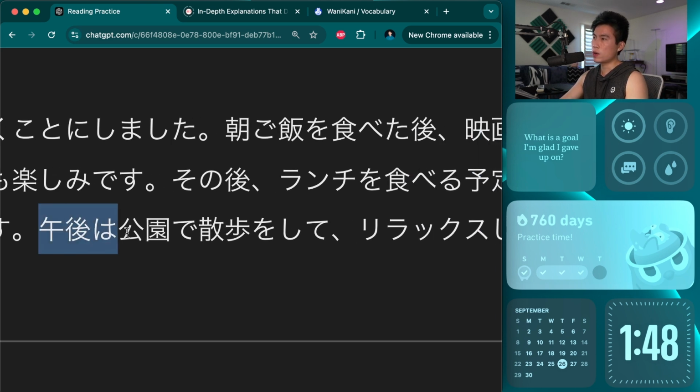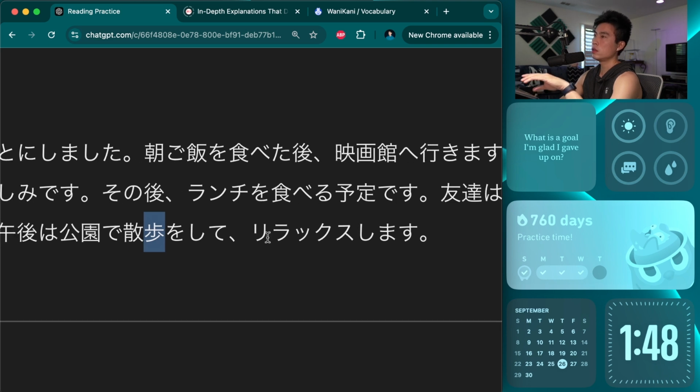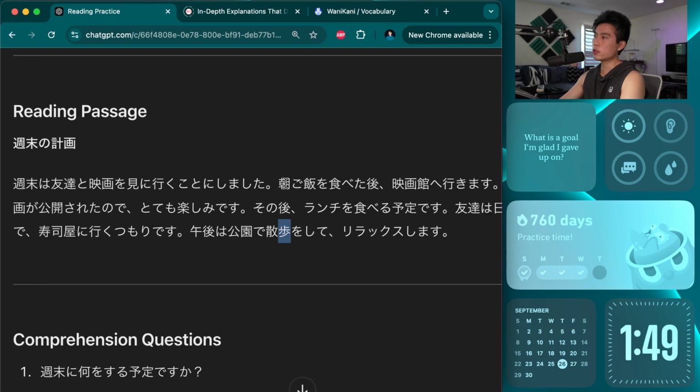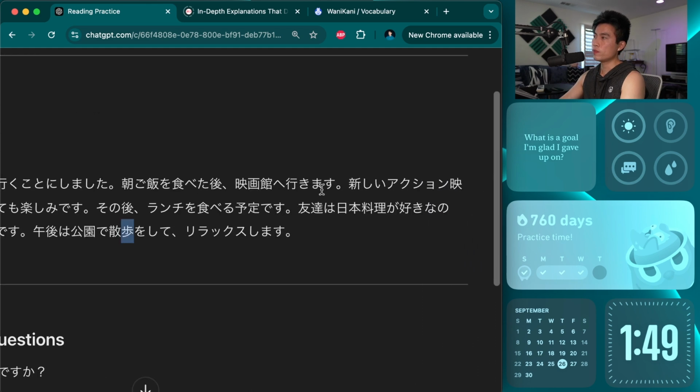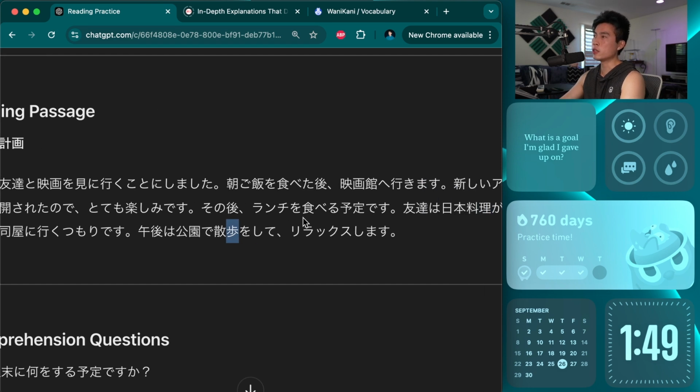Okay. Gogo wa something that is this koen and is this sampo? I'm not sure. Oshite rirakkusu shimasu. It's like relaxing. So if I were to guess, this is talking about a plan on the weekend to go to the movies with a friend, and they're going to watch the movie after breakfast. It's a new action movie that this person is excited about, and then after the movie they're going to eat lunch.